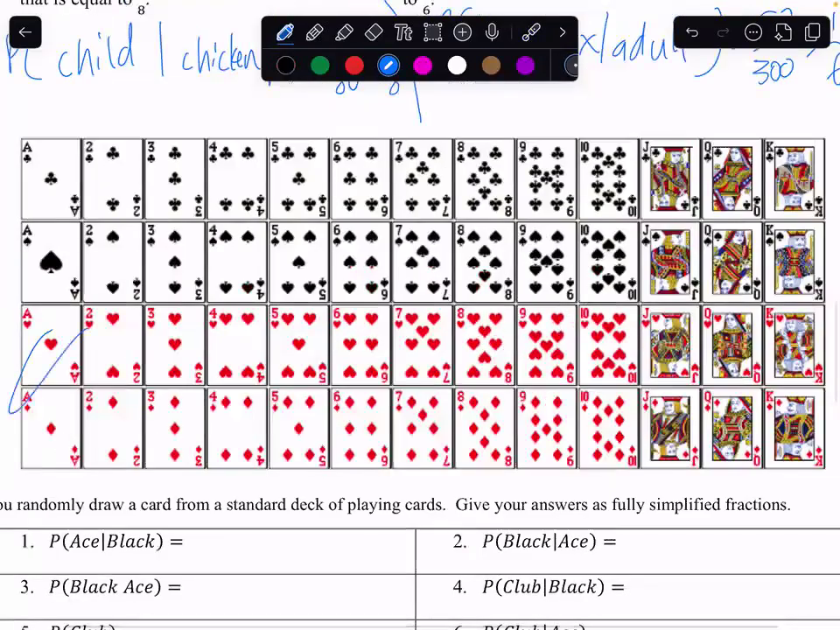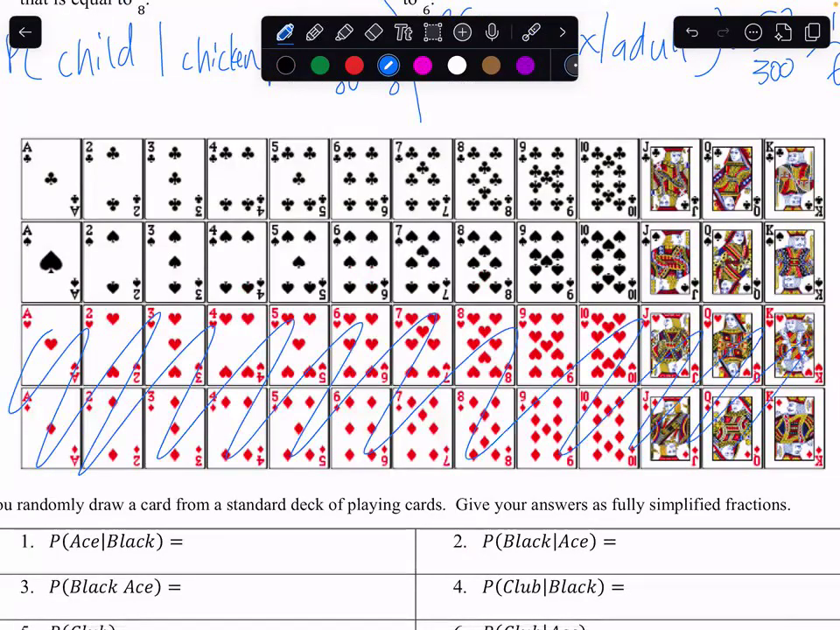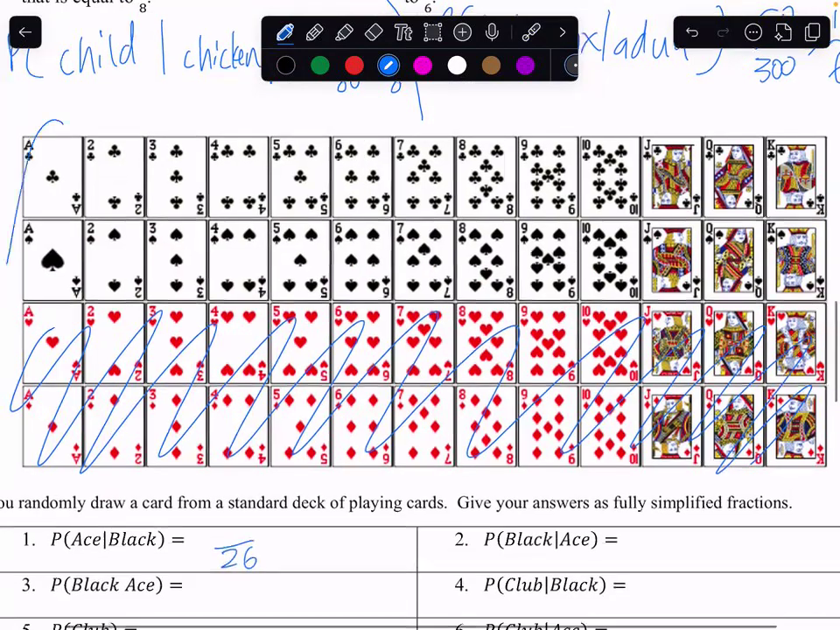Okay, so for ace, probability of ace given black. You are only allowed to pick from the black cards, so there's 26 black cards to choose from. Even though there's 4 aces in the original deck, remember, you're not allowed to choose the red aces. So there's only 2 aces in the black color. So 2 out of 26 reduces to 1/13.